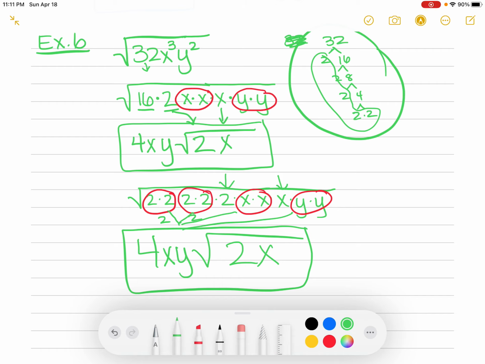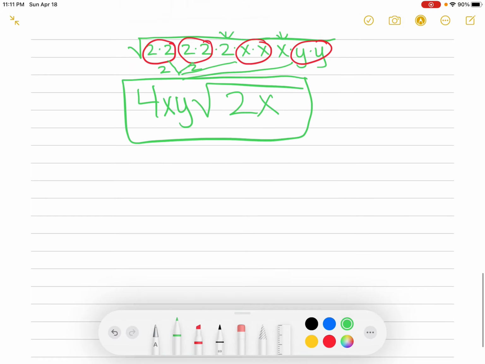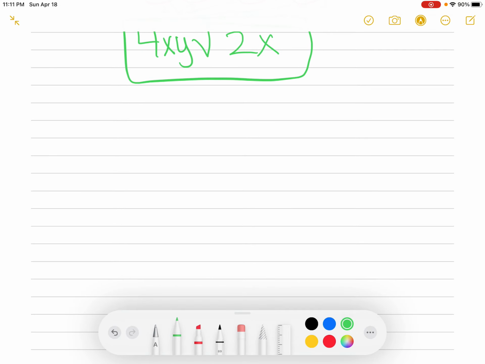Okay, so let's see if you can actually, I'll wait on the example for the last part.